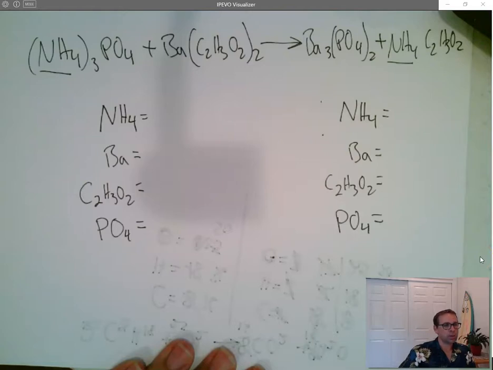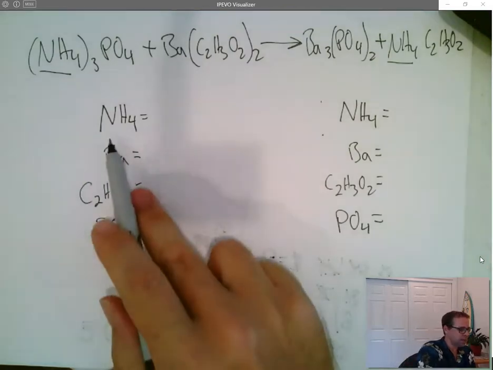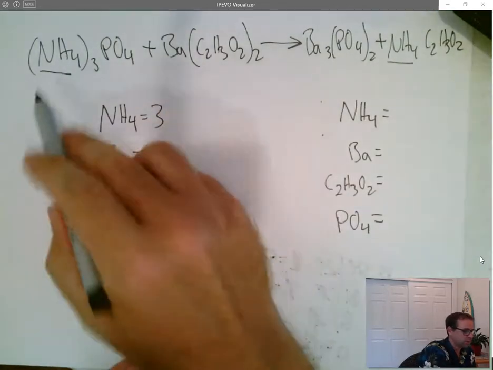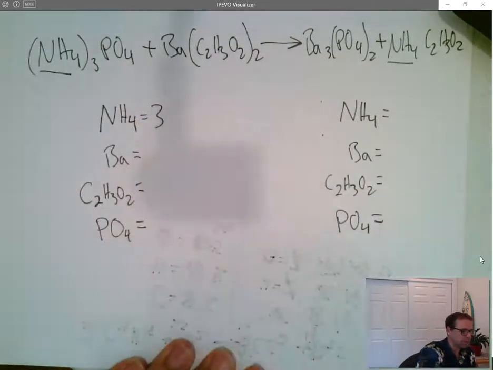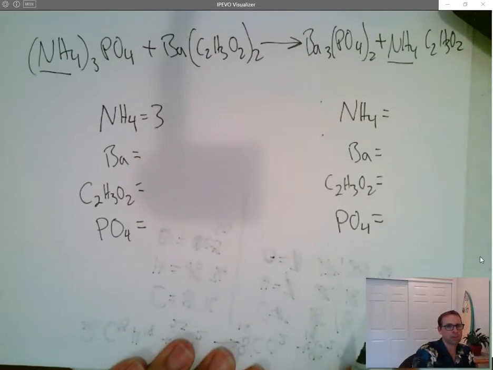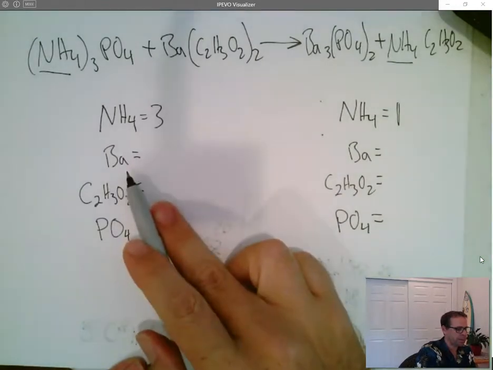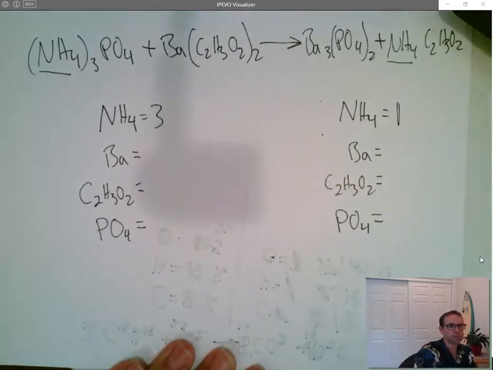Okay, so how many of these NH4 groups do I have on the left? Well, times 3. That's right, I have this 3 times. How about on the right side? Just 1. Yeah, just 1. How about the barium? On the left and then on the right.